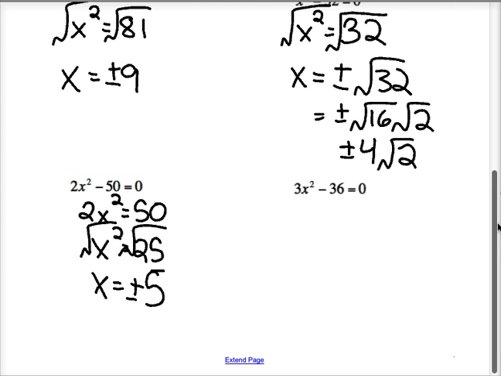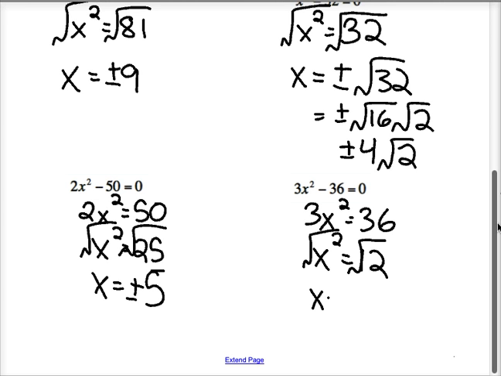And on our last example, same story. We have our x squared term and we have our constant term. So I can solve by square rooting, meaning I can add the 36 over. I can divide by 3. And now I need to finish solving this. So now that I have the square by itself, I can square root both sides. That'll give me plus or minus square root of 12.